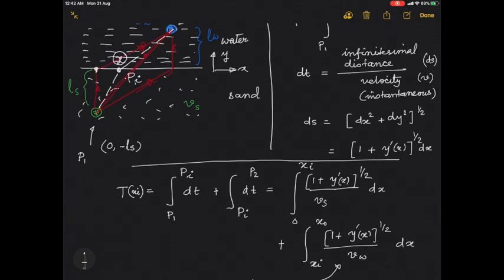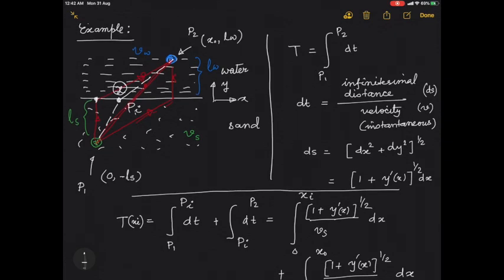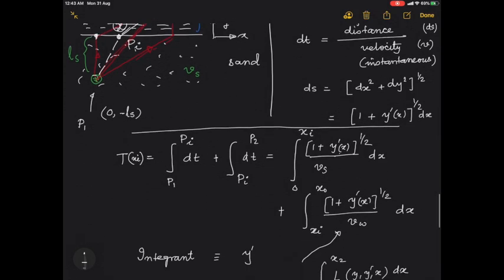Let me give you a hint what you will write for y prime. y prime is the derivative, right? So y prime is essentially dy by dx, which is nothing but the slope of the path at that particular point. If I am in the water, y prime is the slope of this line essentially, and that is simply L_W divided by x minus x naught. So that's what you have to replace y prime with in the water region, and then similarly you can replace the y prime in the sand region.